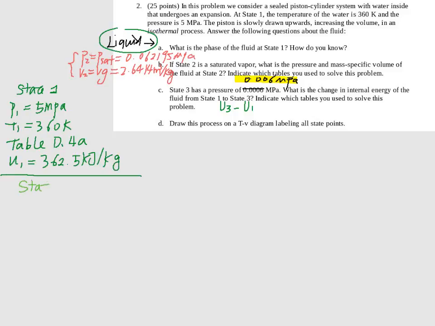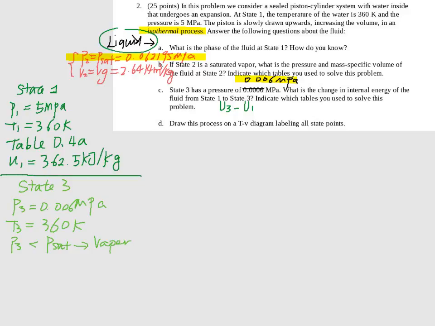Similarly, let's look at the same thing for state 3. We know that P3 is 0.006 megapascal, and we also know that T3 is 360 K. Why? Because the entire process is an isothermal process, as we mentioned earlier. So at state 1, 2, 3, the temperature always stays the same. And also from previous discussion, we know that P saturation is 0.062195. And that value is way bigger than our P3. So P3 is smaller than the P saturation, and that tells us it's in vapor phase.